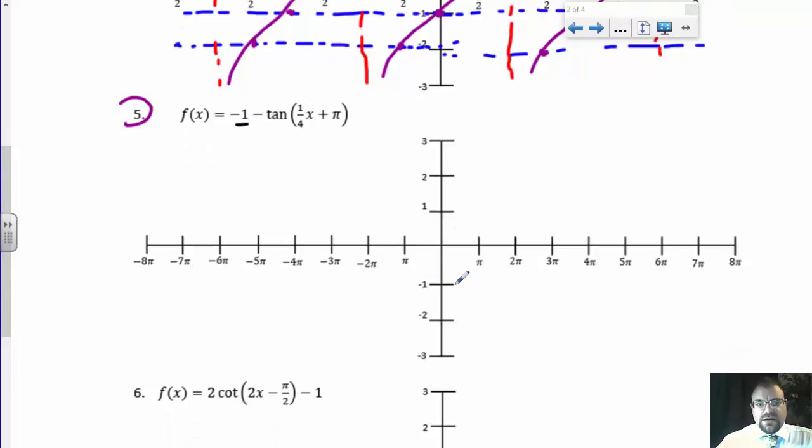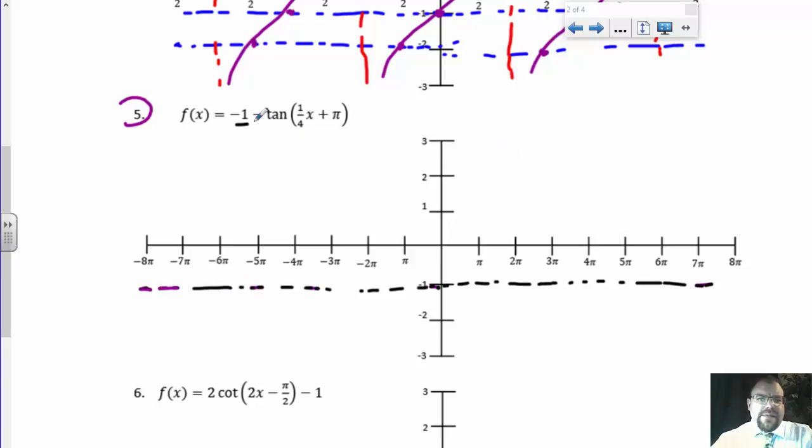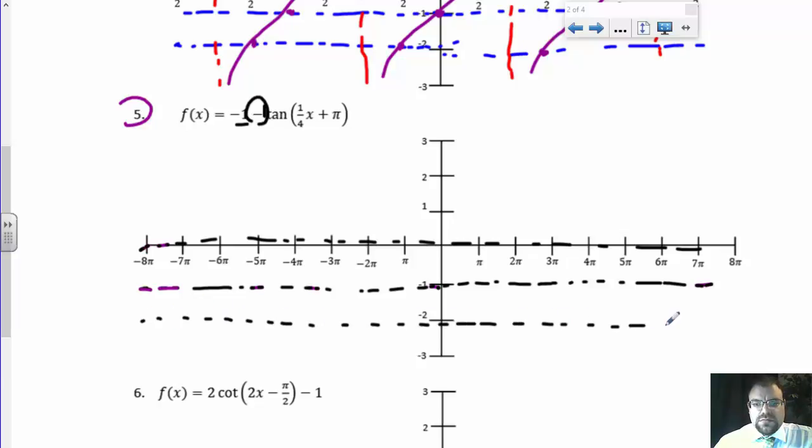-1. That's the shift. -1. Okay, and in front of the tangent we see another -1 right there. So that means go up 1 and down 1. All right, very well. Okay, so again, find the period for tangent.